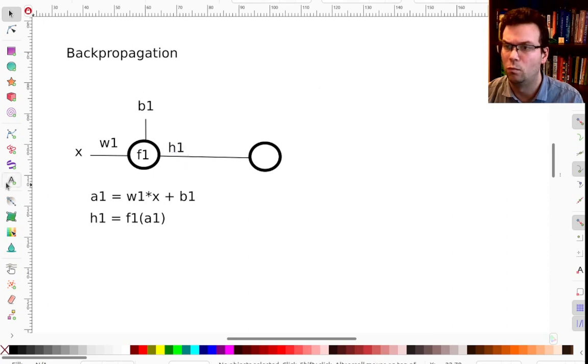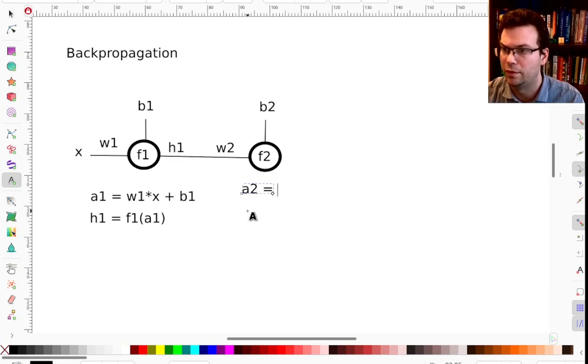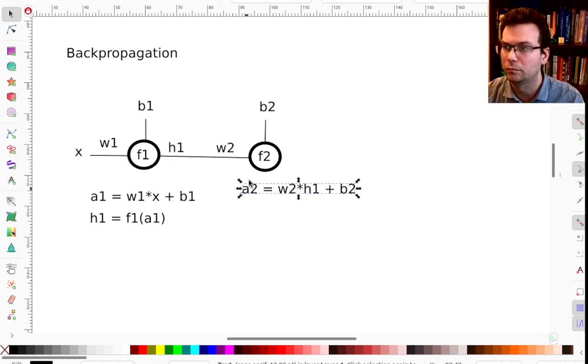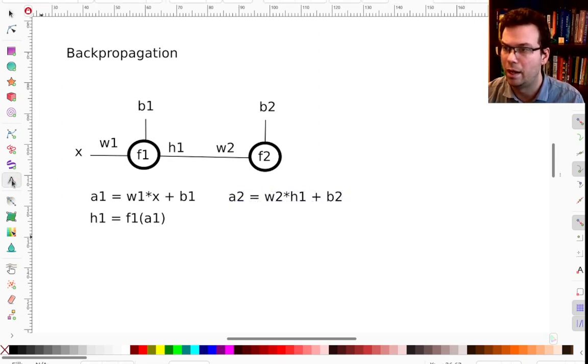And actually then there's a weight, I'll call it W2, that H1 gets multiplied by. And then there's a bias coming into that layer. So I'll call that B2. And there's some nonlinearity that happens there. I'll call it F2. And so the output of this layer, first we're going to do the affine part, or the linear part plus the offset. So that would be W2 times H1 plus B2. And then we're going to have H2 equals F2 of A2.